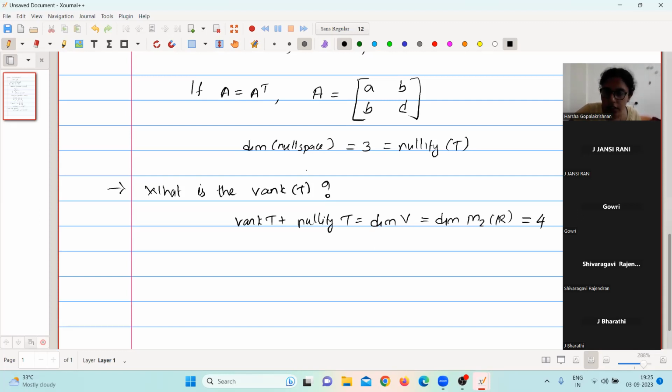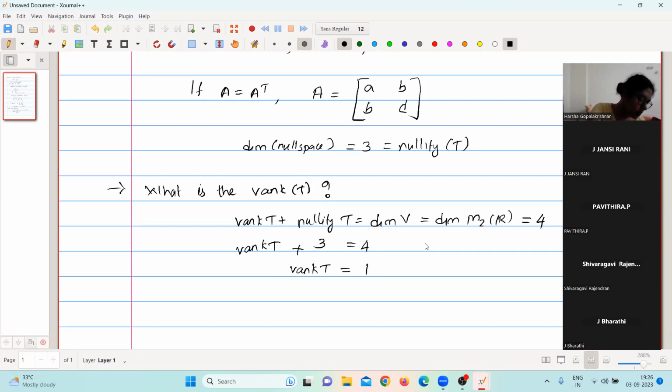And we got nullity of T equal to 3. So rank of T plus nullity of T equal to 4, and hence rank of T should be equal to 1. That means rank of T means the dimension of the range of T, the set of all TA. That is the range space. So the dimension of that range space is rank of T, and we got it equal to 1. Is that clear for everyone? Yes. Okay.